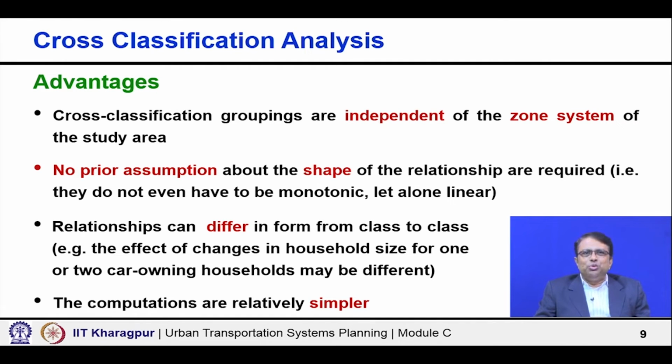Second advantage: no prior assumption about the shape of the relationship is required. That means they do not even have to be monotonic, let alone linear. What does it mean? Whenever you want to develop a regression model, first you assume that the relationship is linear. Y is linearly related to x1, and y is linearly related to x2. That is the first assumption.